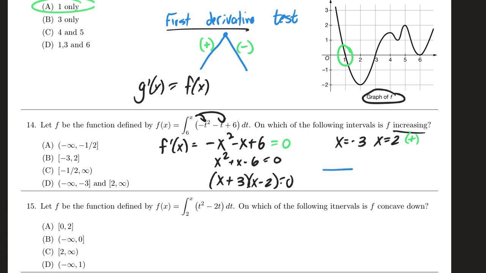That allows me to make my number line. And I do test points. If I plug in 0, I'm going to get positives. I'm plugging into the derivative, because I don't know if the derivative is positive or negative. If I plug in 5, I'm going to get negatives. And if I plug in -5, I'm also going to get negatives. So when is it increasing? It's increasing when the derivative is positive, which is this middle section here, -3 to 2.